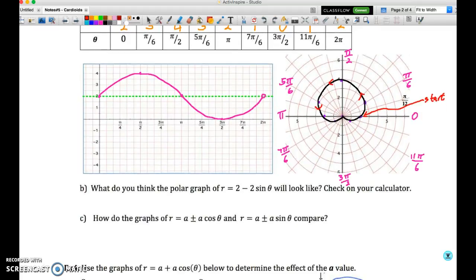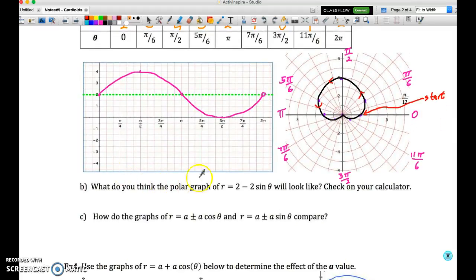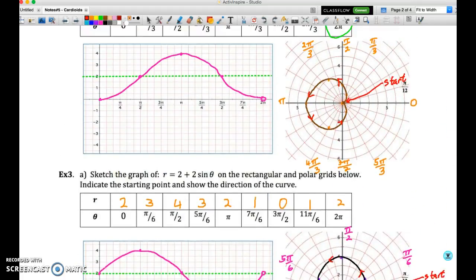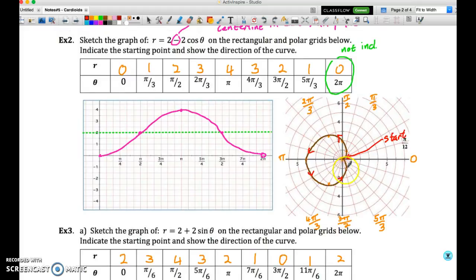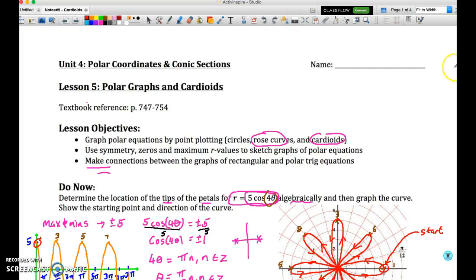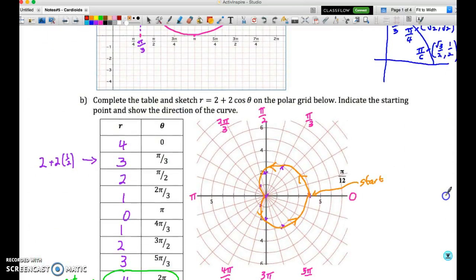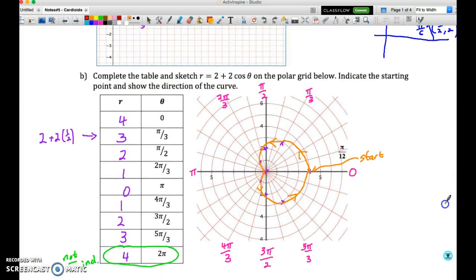Part B asks you to determine what you think the polar graph for 2 minus 2 sine theta will look like. Hopefully you've been able to ascertain this from the two cosine graphs that we drew before, this one being 2 minus 2 cosine. And let me jump back to the previous page. The graph below is the graph of 2 plus 2 cosine theta.